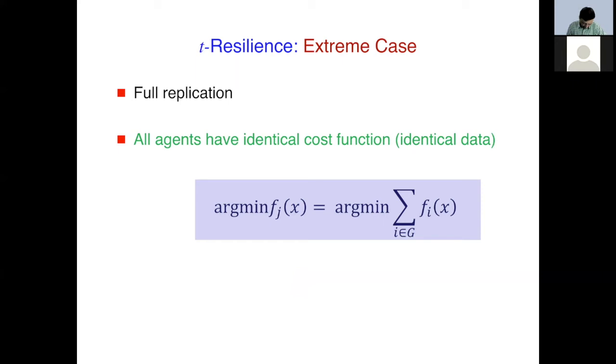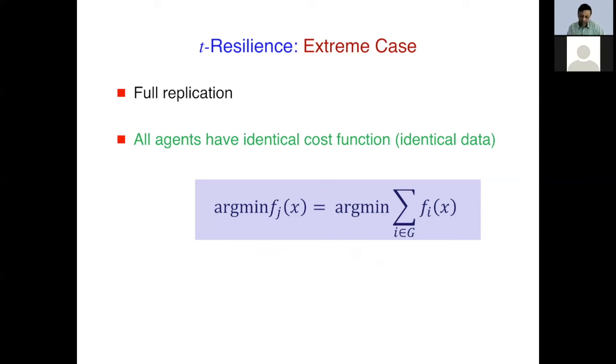In particular, the argument that minimizes the summation of the cost function over all the good agents is identical to the argument that minimizes the cost of any one agent. So if I am agent J, all I have to do is compute my own minimum, the argument x that minimizes my own cost function, and go there for dinner. And I know you will show up in the same place too because you have the same cost function. So it's sort of trivially solvable.